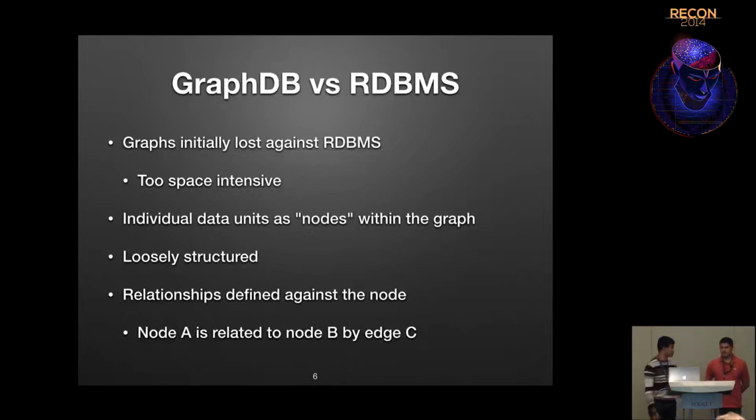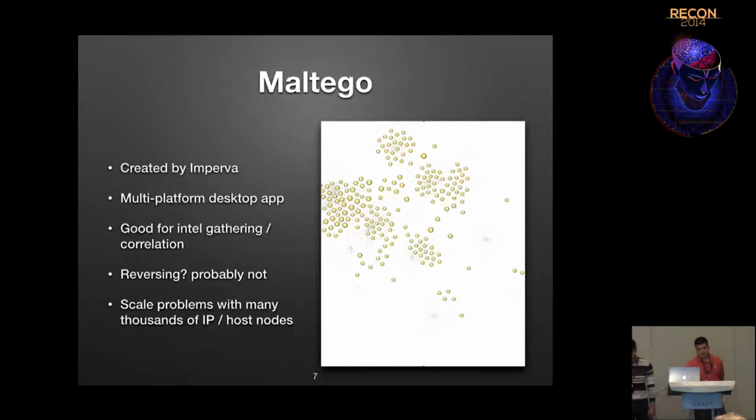And now I'm going to turn it over to Jason. Now we're going to go over some existing graph databases and talk about potential applicability to reverse engineering. The first one is Maltego.